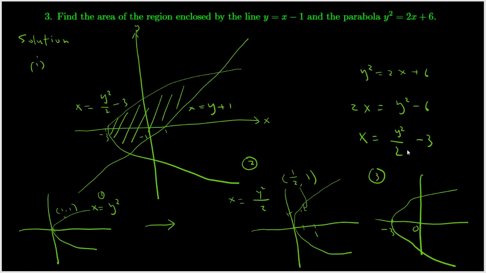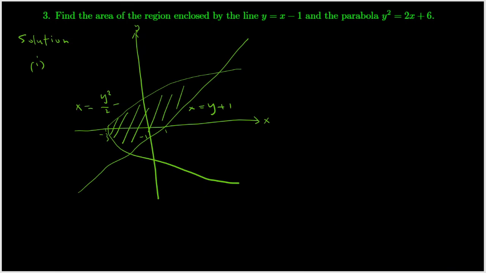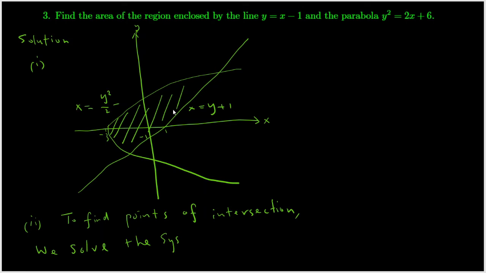We're done with step 1. We did a sketch. In the second step, we get points of intersection, so that it's easier to get the interval on which we need to evaluate the integral. To find points of intersection, we solve a system of equations, the system with the given two equations.